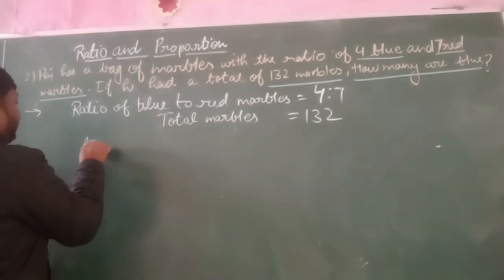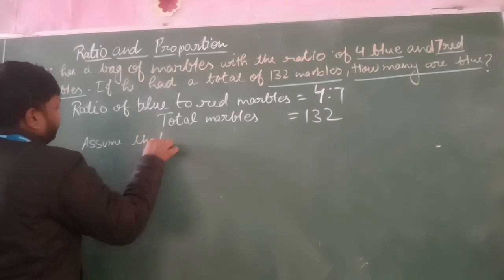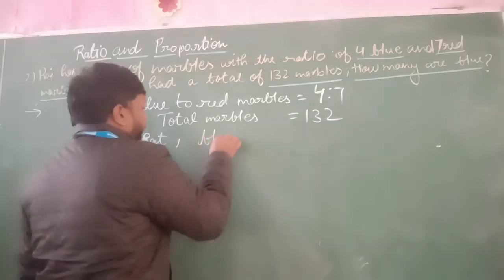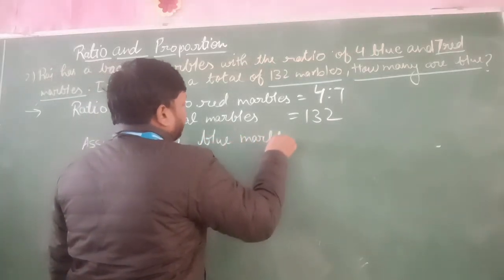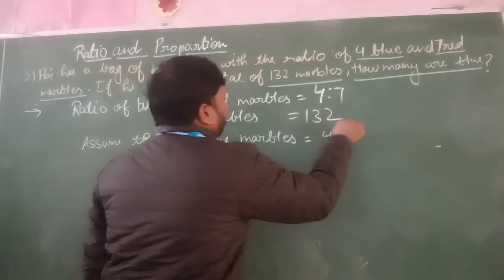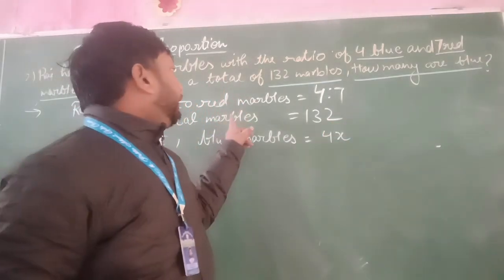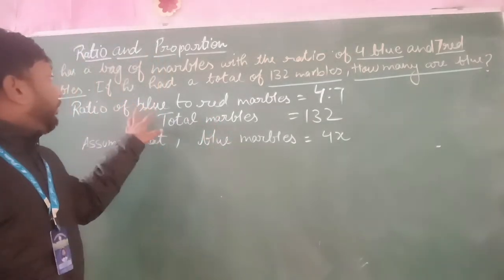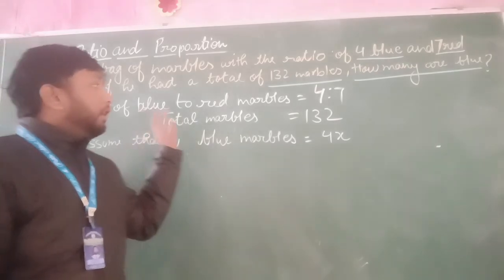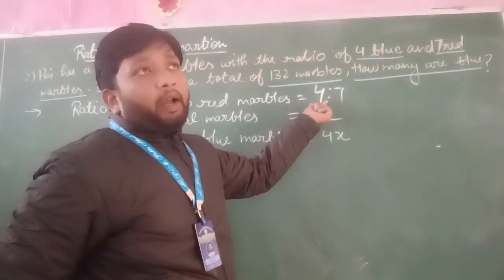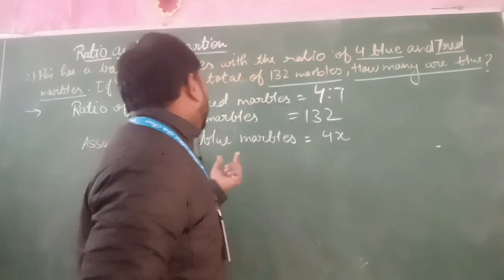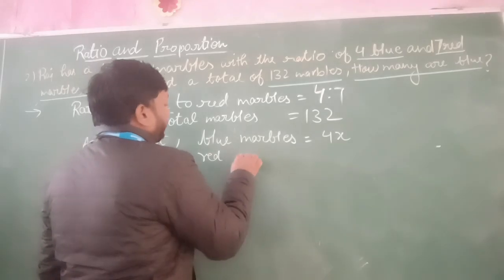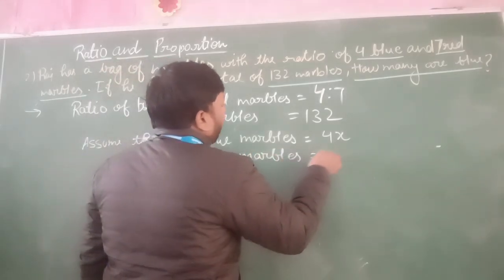Now what do we do? We will assume that blue marbles is equal to 4x. Why 4x? Because in the ratio the first term is blue and here is also blue, and the first term is 4x, so we will assume that the blue marbles is 4x and the red marbles are 7x.